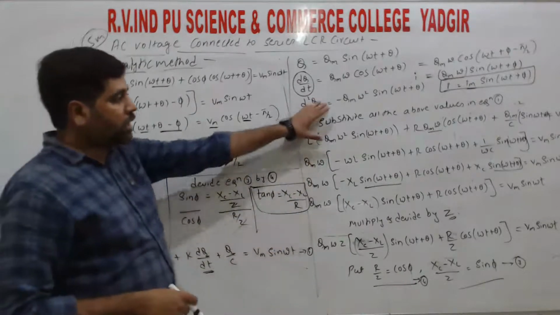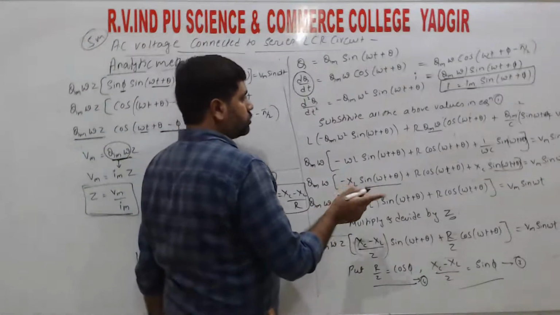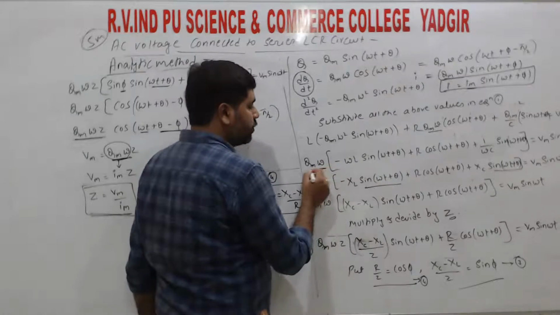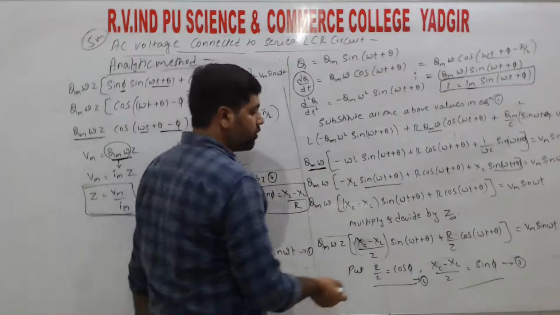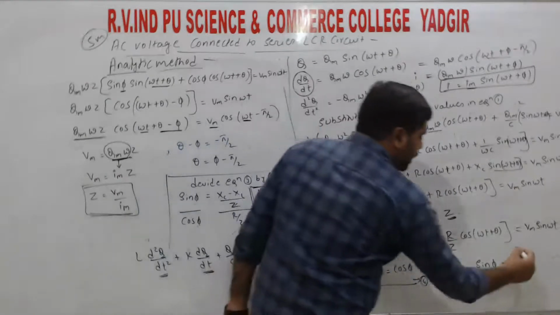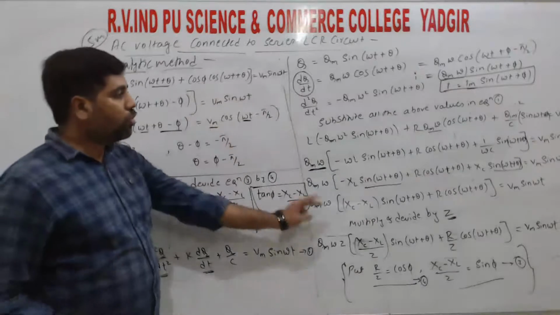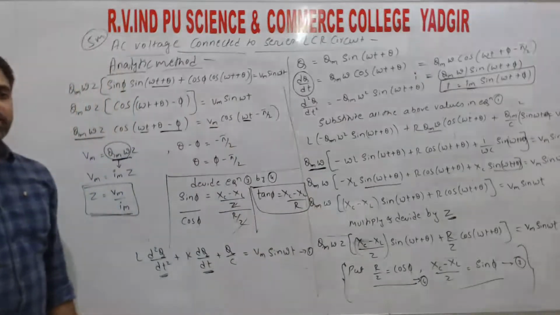So the analytic method is simplification. So what we need to remember is: the first one is by taking common, and the second one is multiplying and dividing by Z and substituting. If these three are remembered, we can easily simplify. So the whole thing is based on simplification.